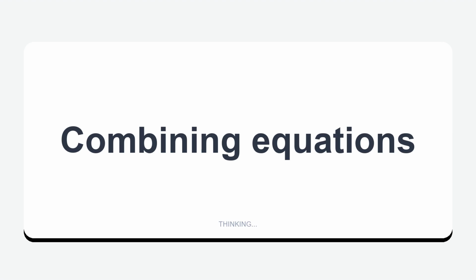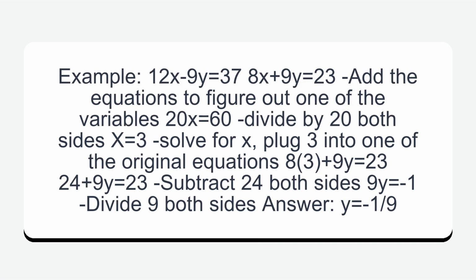Combining equations. Example: 12x plus 9y equals 37, 8x plus 9y equals 23. Add the equations to figure out one of the variables. 20x equals 60. Divide by 20 on both sides. x equals 3. Solve for x.